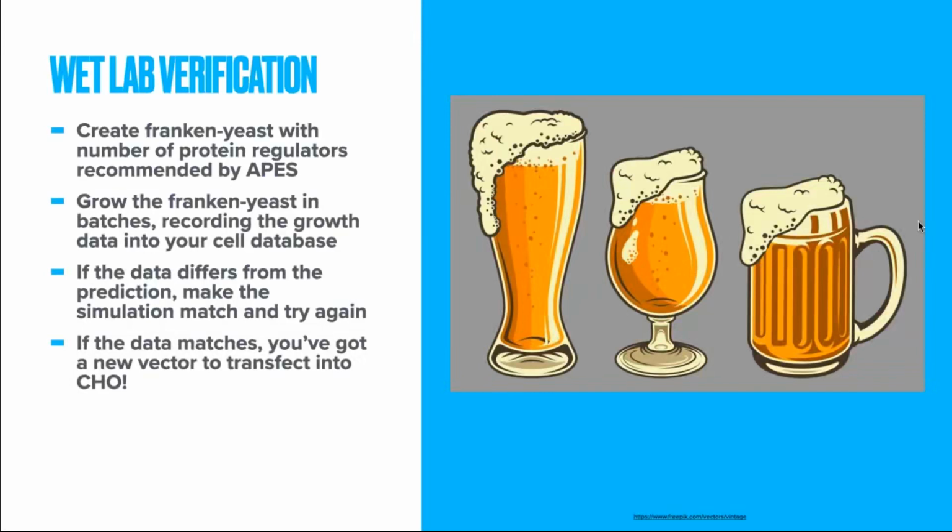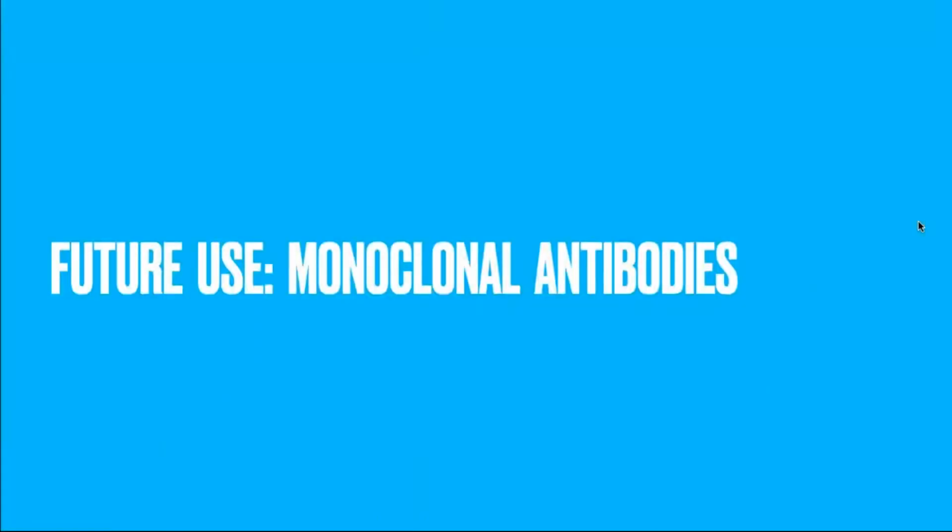Now, if the data differs from the prediction, you can make the simulation match and try again. So the idea is that you can feed this information back into this small n machine learning tool called ART, the automatic recommendation tool, and it will learn from its mistakes, right? Now, if you've got matching data, you've got a new vector to transfect into Chinese hamster ovaries.